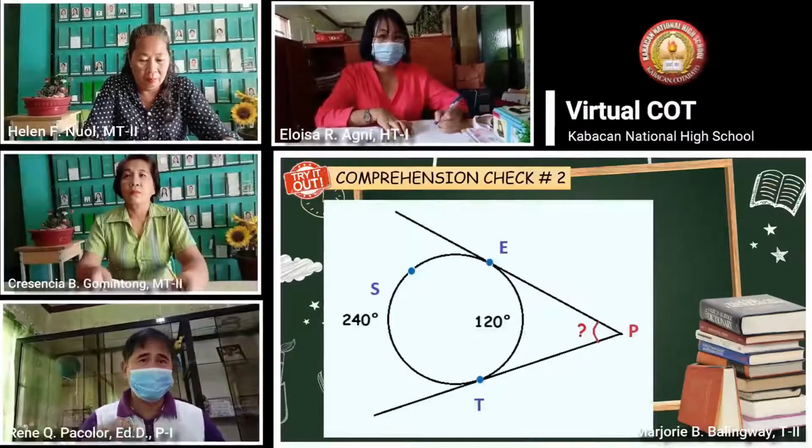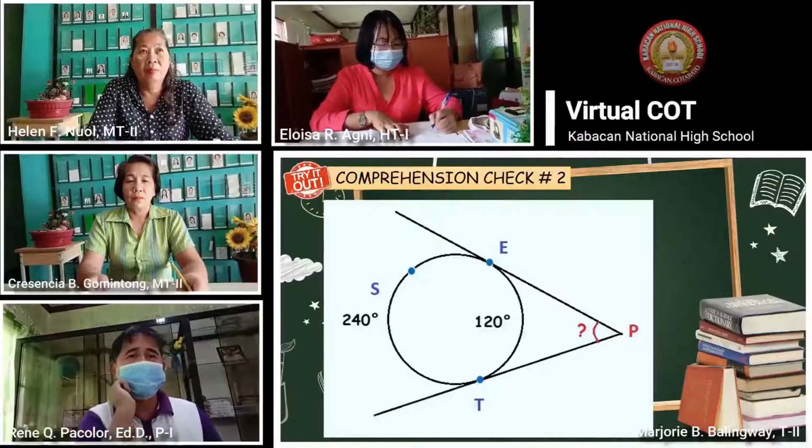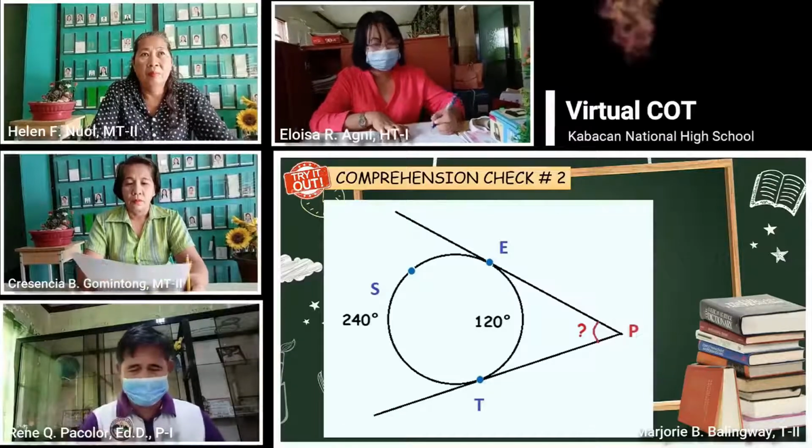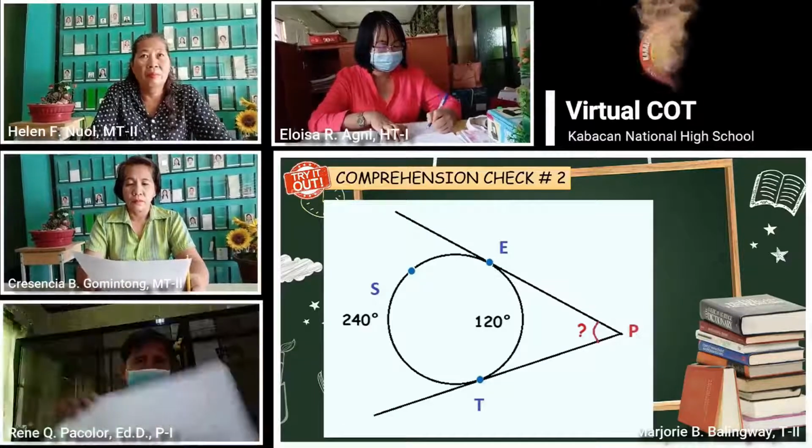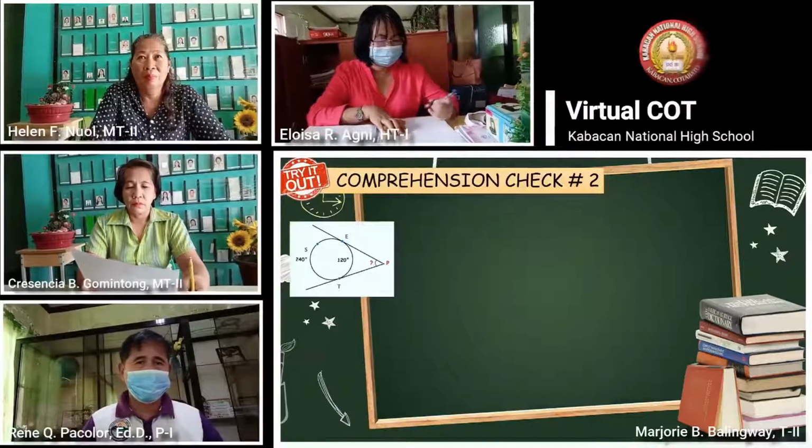Number 2. Examine the given illustration. Identify what are the given and what is the unknown in the figure. Now, let's check your answer.